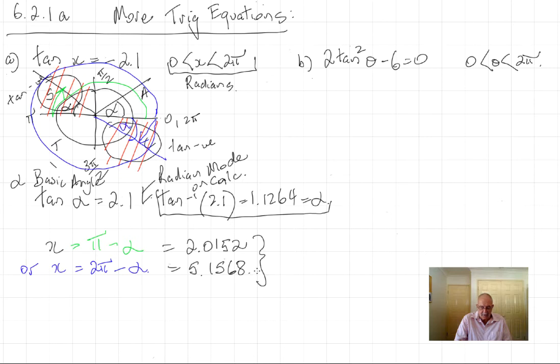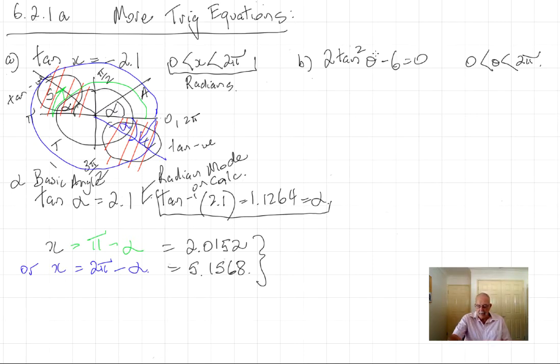Either one of those 2 answers is between 0 and 2 pi. 2 pi is 3.14, so that's about 6 point something, so these 2 lie in the domain. Okay, let's look at the second example, done a very similar way, but we haven't got to this stage yet.